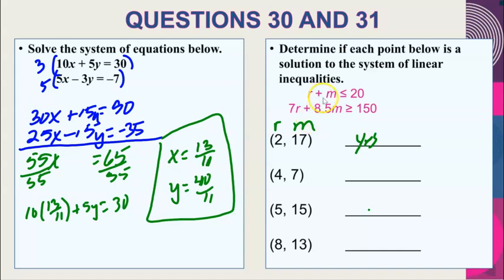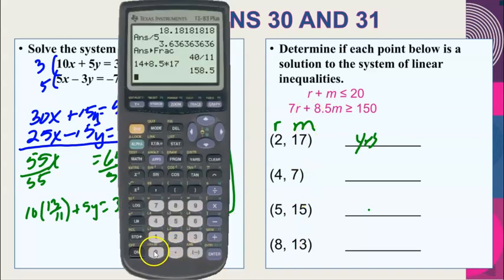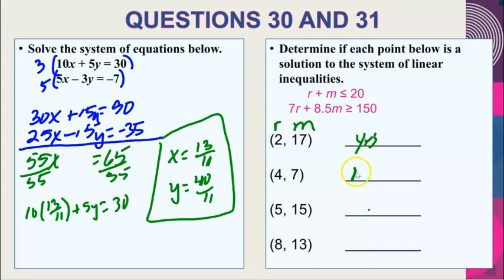The next one, 4 plus 7 is 11. That's less than 20, so we know it works there. Grab our calculator. 4 times 7 is 28, plus 7 times 8.5, so 8.5 times 7 has to be greater than or equal to 150. It is not, so no, this is not a solution.